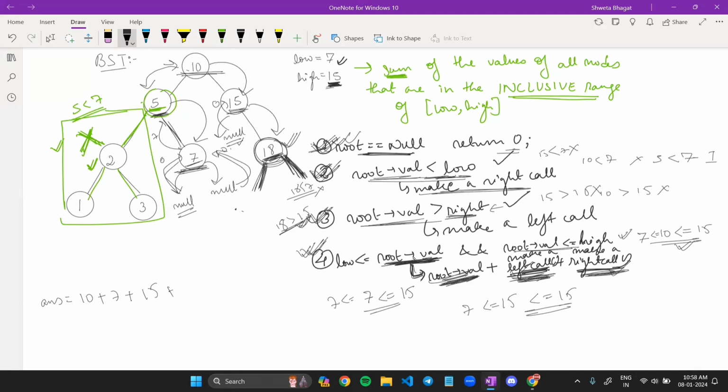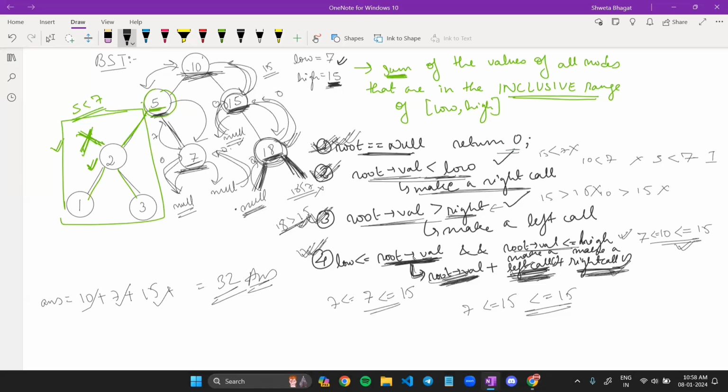The moment we make a left call, we'll notice that we have reached a null, right? So since this is null, we'll return a 0. Okay, so from here we'll get a 0 and from here we'll get 15. Why? Because here what we were doing is adding the root value and its left and right calls. From the left call we are getting a 0, from the right call we are getting a 0, so this will return 15. Since we have completed our recursion, let's see what our answer is. So our answer would be 10 plus 7 plus 15, which is nothing but 32. So this is our answer.